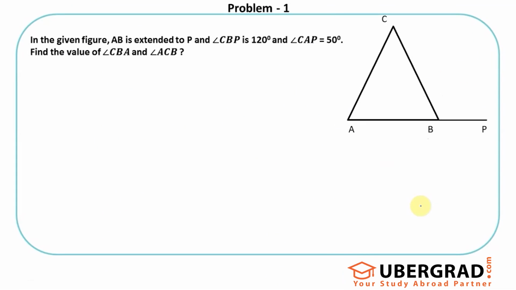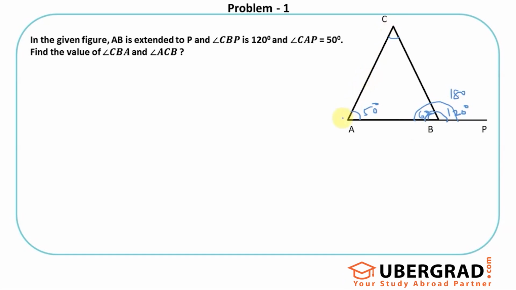So let's solve some problems. In the given figure, AB is extended to P, angle CBP is 120 degrees and angle CAP is 50 degrees. Find the value of CBA and ACB. They are asking us to find CBA and also ACB. Simple. As I said, the interior and exterior angles sum up to 180 because it's a straight line. If I know this is 120, this has to be 60, because 120 plus 60 is 180.